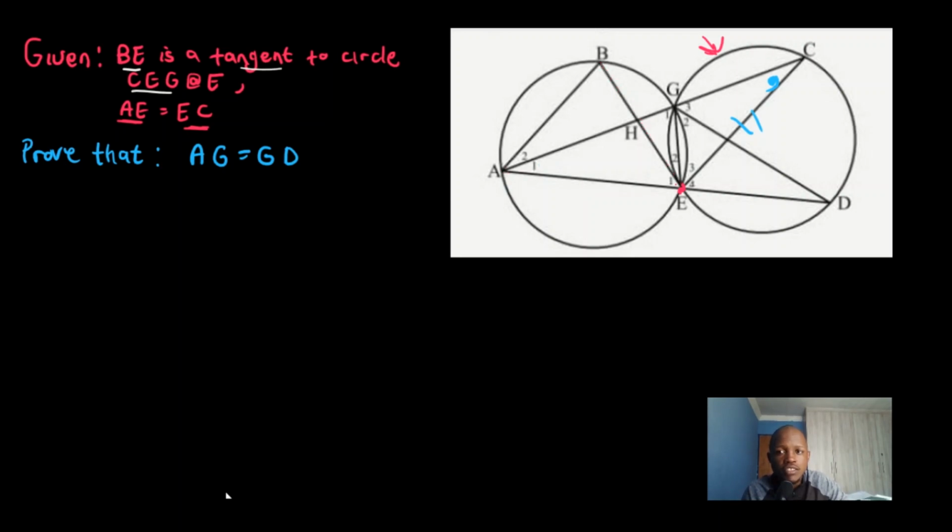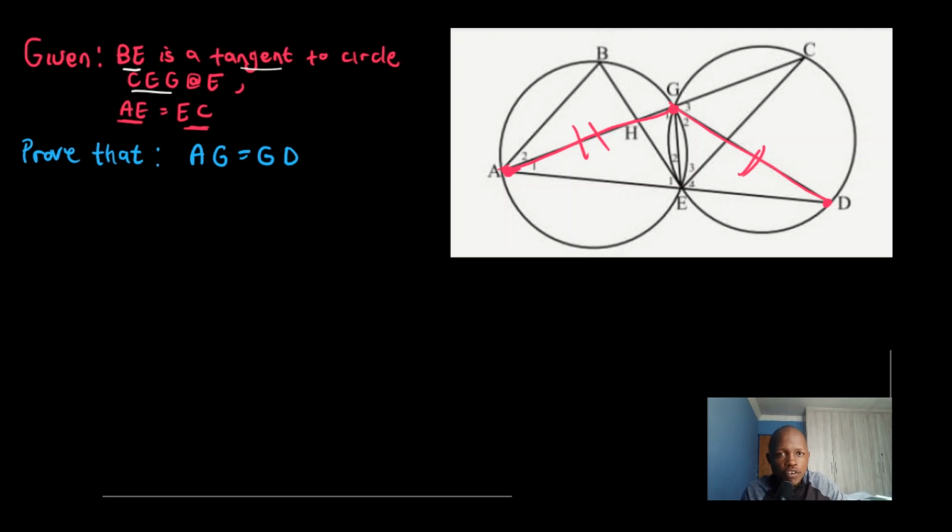Let me just erase this. So you're asked to prove that AG, this part here, is equal to GD, this one here, right? So we have to prove that this is equal to this, right?